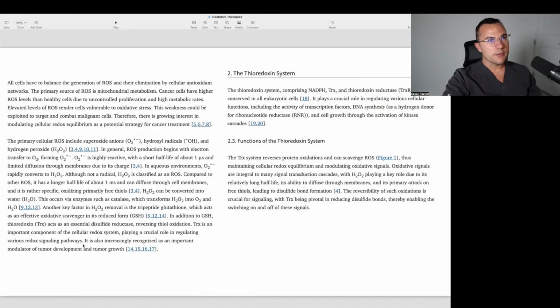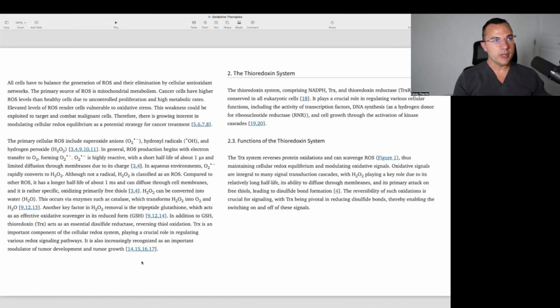We left off on this particular slide during the failed attempt of the live stream, and I was reading off this piece of the paper, talking about how the primary cellular ROS, or reactive oxygen species, within cells include superoxide (O2•−), hydroxyl radical (OH•), and hydrogen peroxide. In general, ROS production begins with electron transfer to oxygen, forming the superoxide radical, which is highly reactive, with a short half-life of about 1 microsecond, and has limited diffusion through membranes due to its charge.